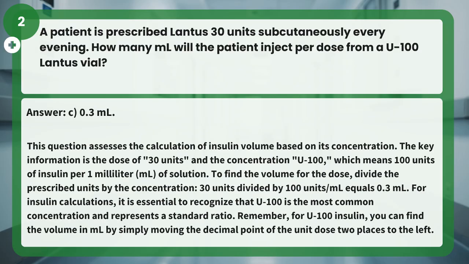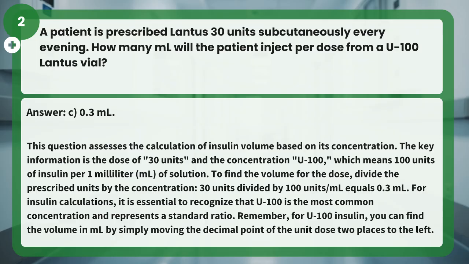Answer: C. 0.3 milliliters. This question assesses the calculation of insulin volume based on its concentration. The key information is the dose of 30 units and the concentration U100, which means 100 units of insulin per 1 milliliter, ml, of solution. To find the volume for the dose, divide the prescribed units by the concentration. 30 units divided by 100 units/ml equals 0.3 milliliters.